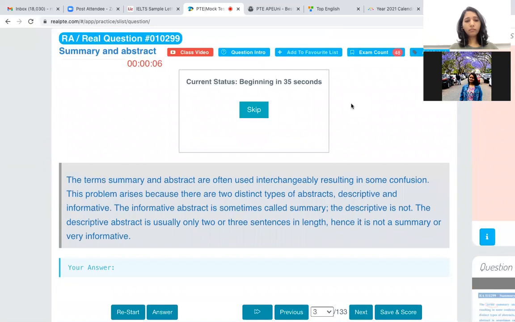The terms summary and abstracts are often used interchangeably, resulting in some confusion. This problem arises because there are two distinct types of abstract: descriptive and informative. The informative abstract is sometimes called summary, the descriptive is not. The descriptive abstract is usually only two or three sentences in length, hence, it is not a summary or very informative. My hand was not shaking.